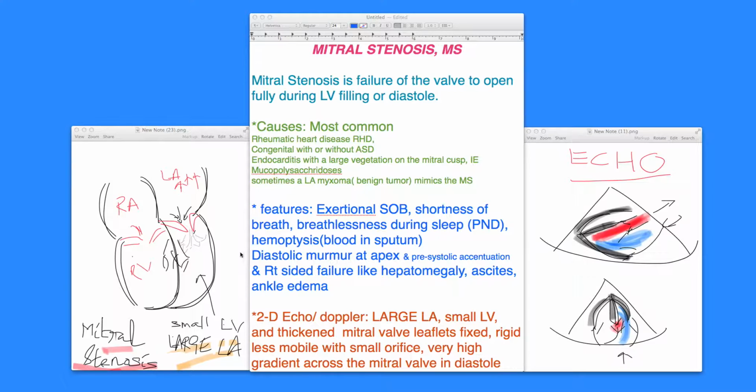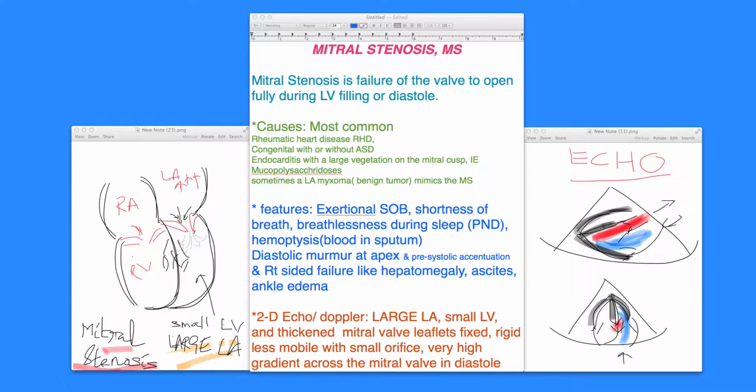And then, of course, the right-sided failure sets in, where the liver enlarges, called hepatomegaly. Ascites occurs, where fluid collects within the peritoneal cavity, and ankle edema. So these are the right-sided failure features.